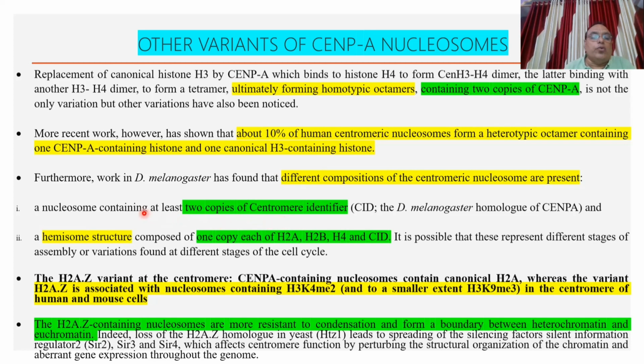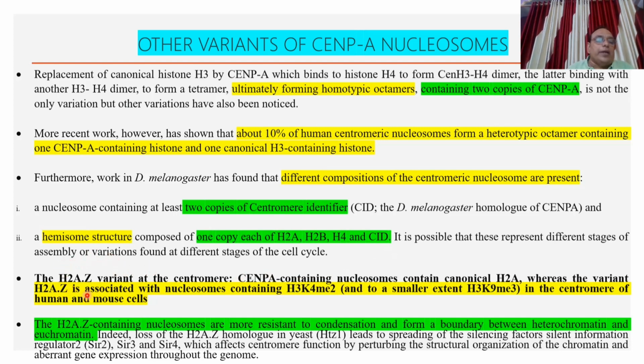In Drosophila melanogaster, two copies of CID are present. There is a hemisome structure. One copy each of H2A, H2B, H3, H4, and CID may be present. So 2 copies form an octamer nucleosome, but 1 copy each, that is a tetramer, will form a hemisome. And it has been speculated that the hemisome might be a stage which precedes the octamer formation. So it might be a transitory stage in the formation of the octamer. It may not be an independent stage. Nevertheless, it has been found.